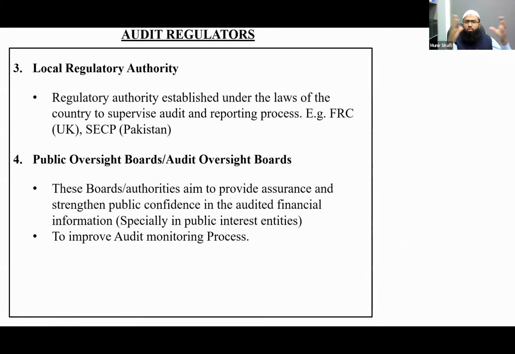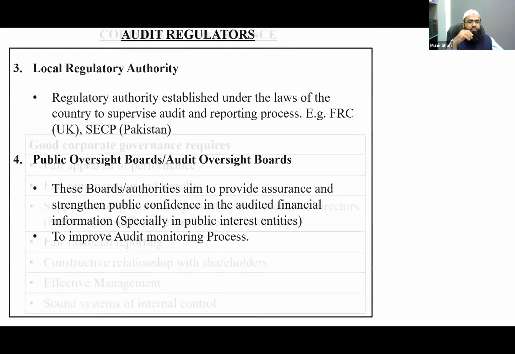Then we have Public Oversight Board, Audit Oversight Board. It's an additional check and balance, specifically for those entities which are public interest entities. So these boards or authorities aim to provide assurance and strengthen public confidence. Extraordinary check, extraordinary vigilance. Because if it's a listed company, a bank, an insurance company, a public sector company, the interest of the masses is involved. So obviously they need some extra check and balance, extra regulation. This audit oversight board improves the audit monitoring process.